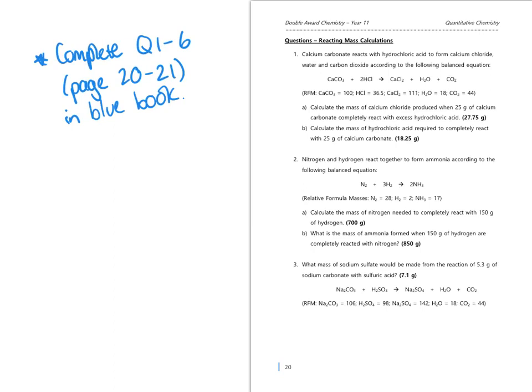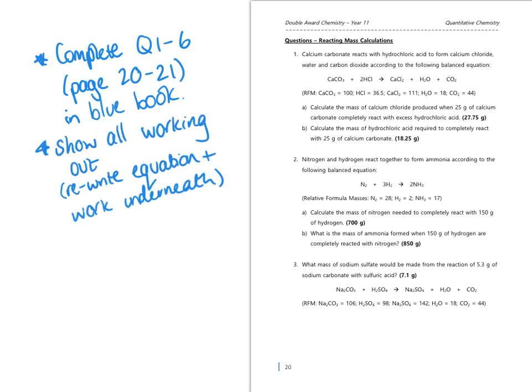There's a couple of things I want you to make sure that you do. First of all, I want you to make sure you show all your working out. So what that will involve is rewriting the balanced symbol equation that you've been given in the question. I would try and stretch that out across the width of your page, but make sure you do fit it in one line so that you don't have some of your products on the left hand side if you're taking a new line, for example. So rewrite the equation and work underneath.